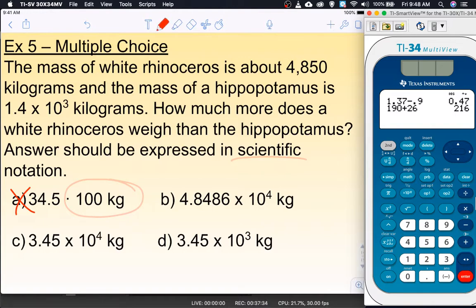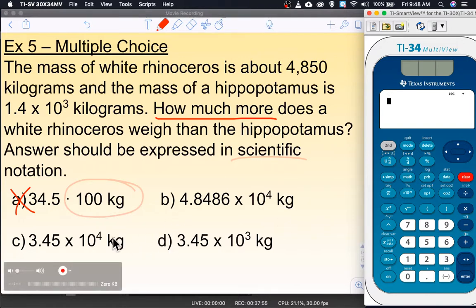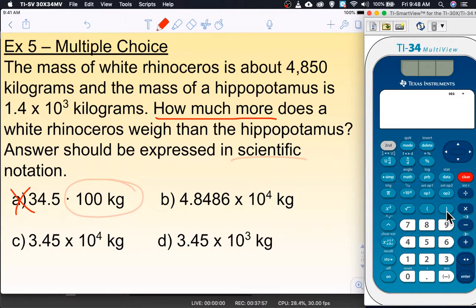All right, so now we need a game plan. How do we actually do the problem? Well, this phrase, how much more, is a phrase that means we're looking for a difference. We're looking for a subtraction. So we're going to subtract these 2 values, and then change them back into scientific notation to figure out which was the correct answer.